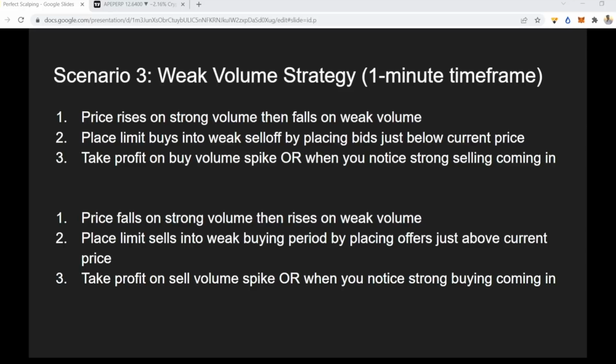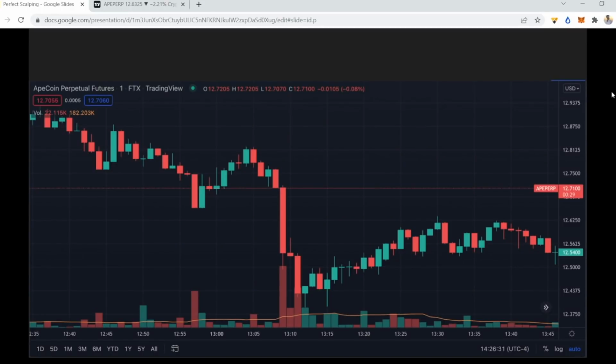Now, it's just the reverse for shorting, where price falls in very strong volume, rises in weak volume, and I think you get it. But let's go look at some examples. This is Ape Coin Perpetual Futures again. Now, what we see here, before I reveal it, there are two phases of this market that I'm currently looking at. One that had very strong selling and one that had some actually pretty decent buying. What do you see here before I reveal it?